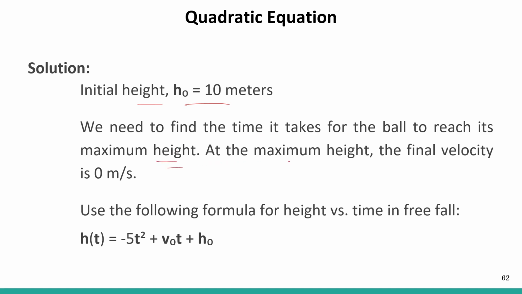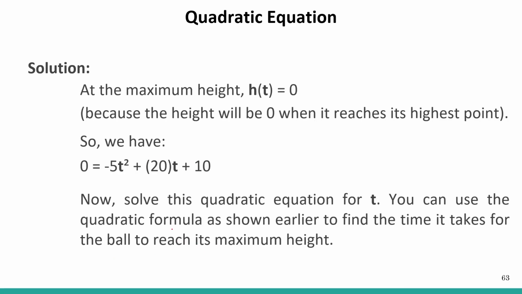So at the maximum height, the final velocity will be 0 meters per second. So using the following formula, that is height versus time in free fall, h of t is equal to minus 5t squared plus v naught t plus h naught. So putting in the values, what we are left with is minus 5t squared plus 20t plus 10.